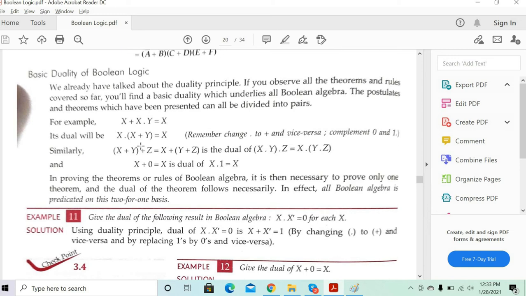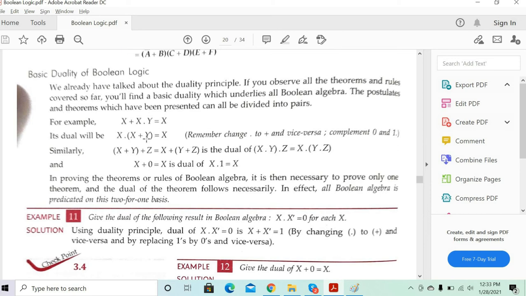Now here we are just changing this dot to the plus and the plus to the dot. Can you see that? We change the plus to the dot and the dot to the plus. This is called the principle of duality in Boolean algebra, because it will remain the same thing. Even if you put x as 0 or 1, take any input of x and y, 0 and 1, you will get the value of x.